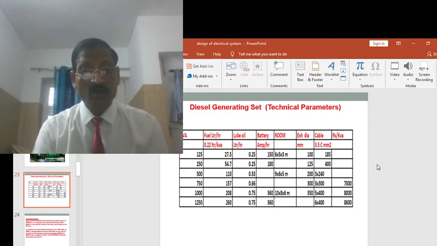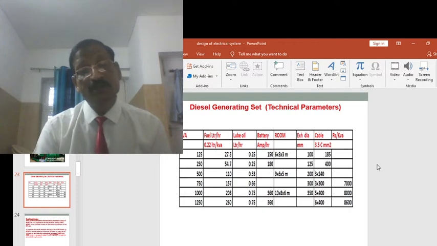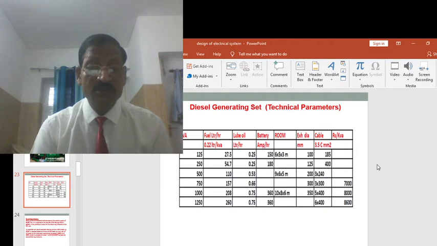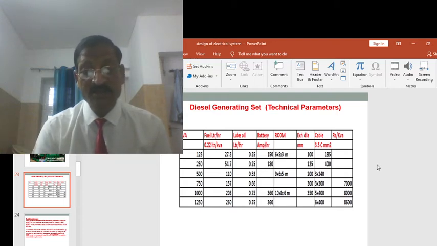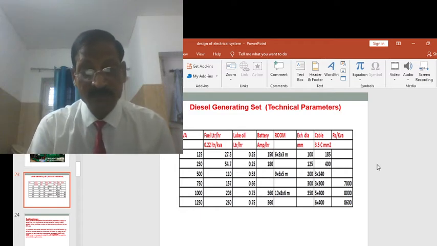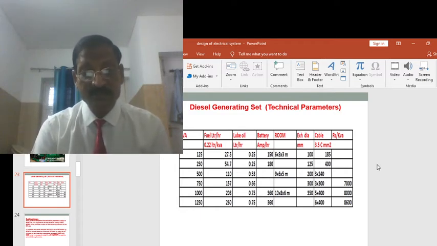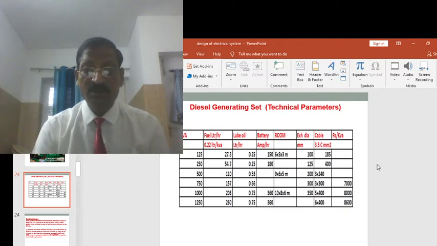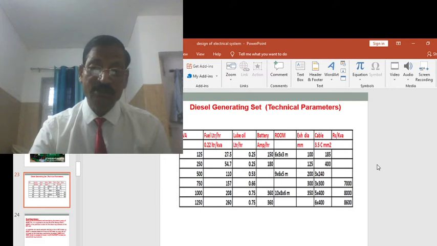For example, for a 1000 kVA DG, the fuel consumption is around 0.22 liter per kVA, around 208 liter per hour. Lubricant oil requirement is 0.75 liter per hour. Battery 360 ampere hour. Size of the room for a 1000 kVA generator will be 10 meter by 8 by 6 meter. Diameter of the exhaust pipe 350 mm. Size of the cable 5 into 400 mm square. And cost is around rupees 10,000 per kVA. It is tentative.